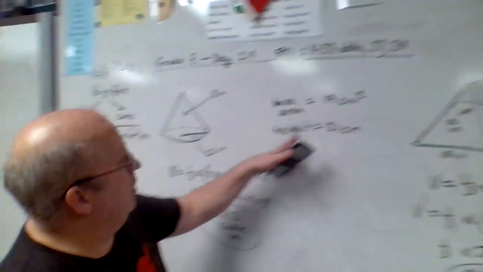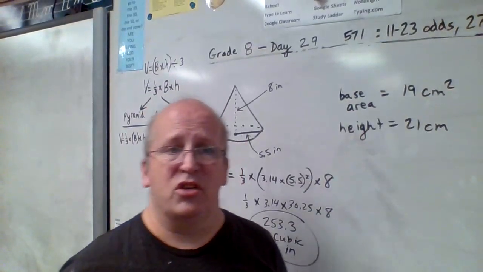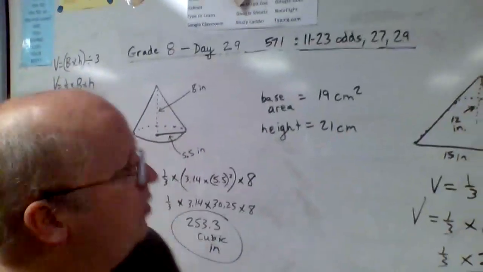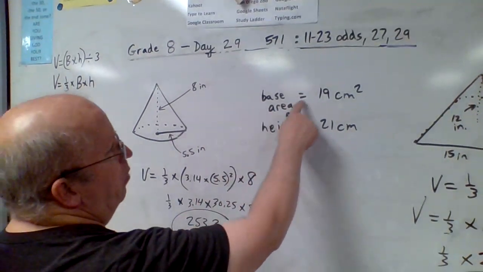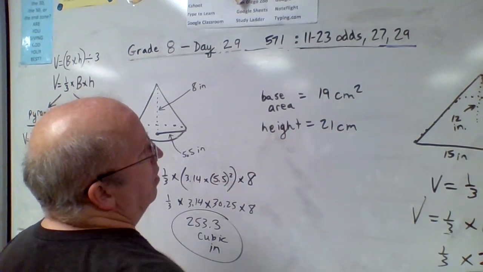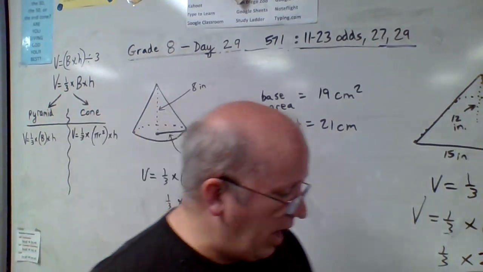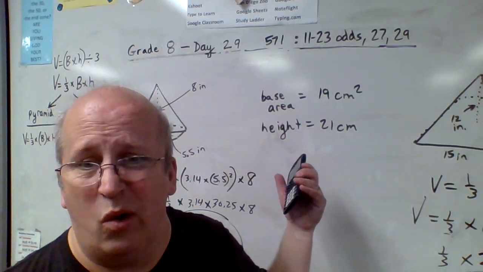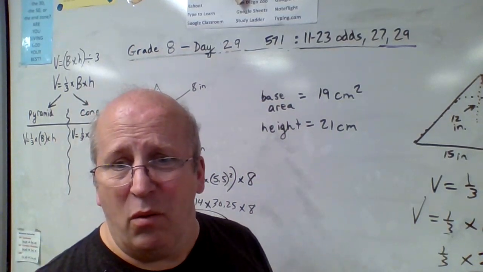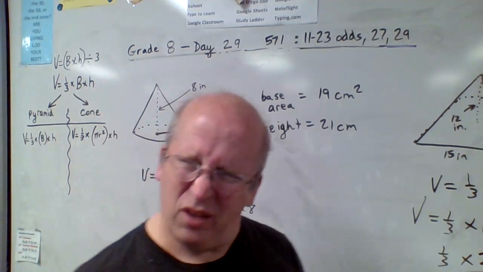Look at this next one. No drawing, just 2 numbers given to us. How do we solve this? The base area, we are told, is 19 square centimeters, and the height, we're told, is 21. We're not even told whether or not this is a cone or a pyramid, and somebody wants us to find the volume. Is that possible?